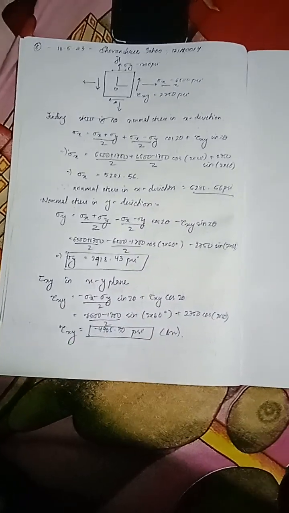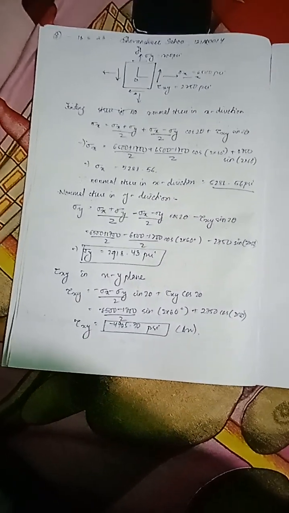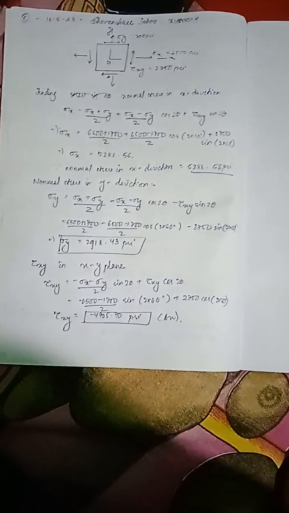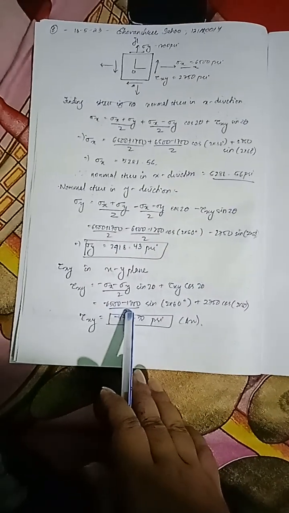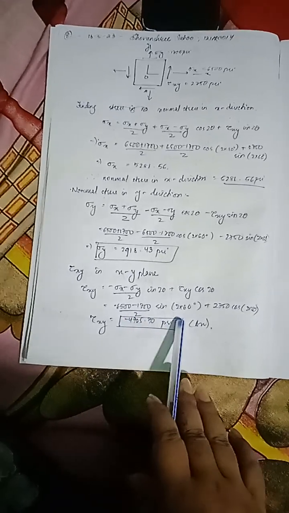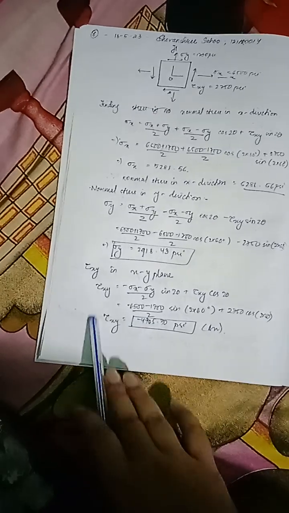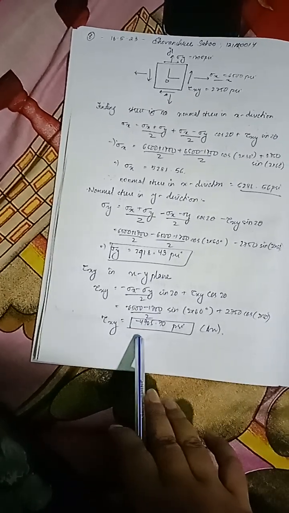Tau x1y1 in the xy plane is equal to minus (sigma x minus sigma y)/2 sin 2 theta plus tau xy cos 2 theta, which is minus (6500 minus 1700)/2 sin 2 into 60 plus 2750 cos 2 into 60 degrees, which gives us final tau x1y1 is equal to minus 4905.70 pounds per square inch.